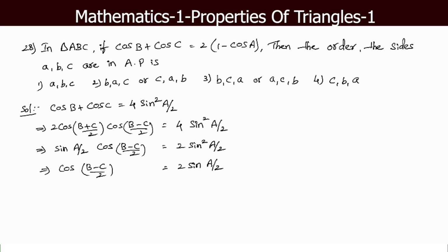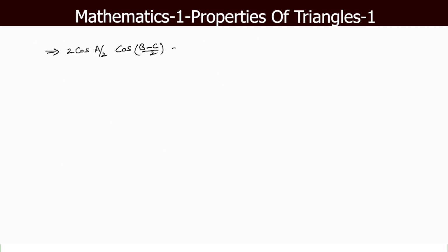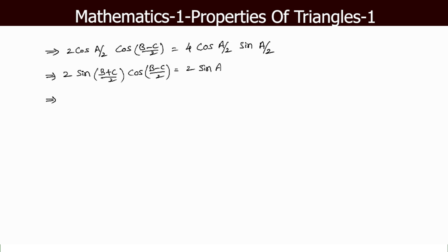Or that is 2 cos A by 2 cos (B minus C) by 2. Multiply both sides with cos A by 2, it is equal to 4 cos A by 2 sin A by 2. So that is 2 sin (B plus C) by 2 into cos (B minus C) by 2 equals 2 sin A, and this is nothing but sin B plus sin C. The left hand side is sin B plus sin C is equal to 2 sin A. So therefore, b plus c is equal to 2a. That means b, a, c or c, a, b are in AP. So correct option is option number 2.